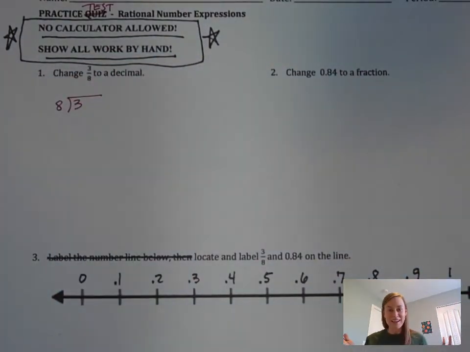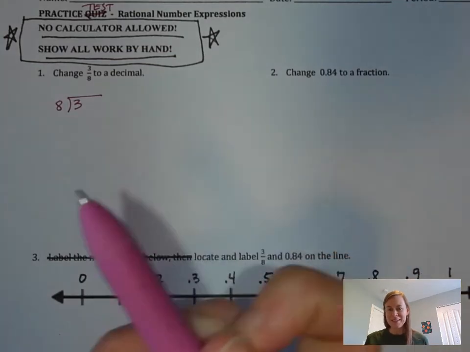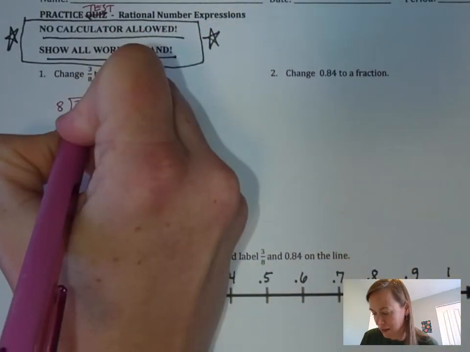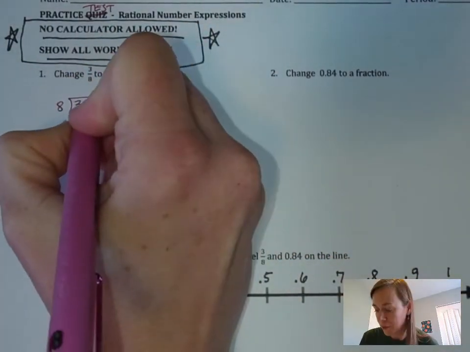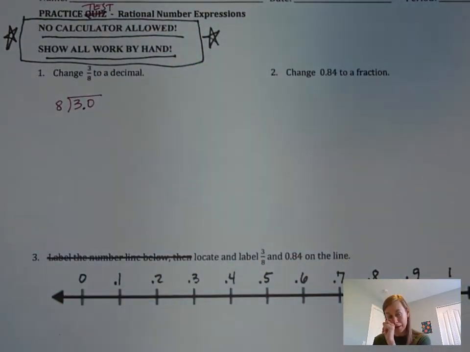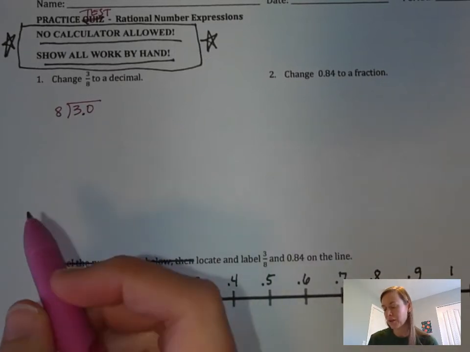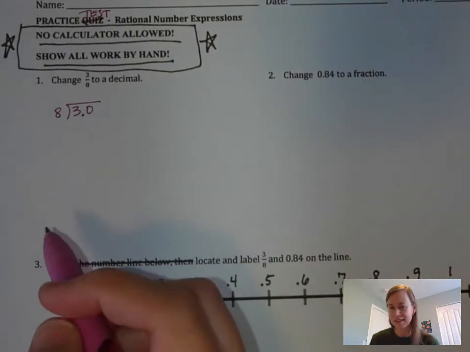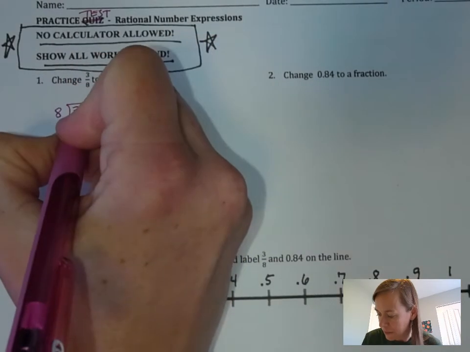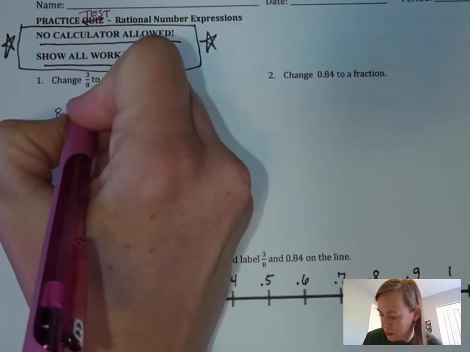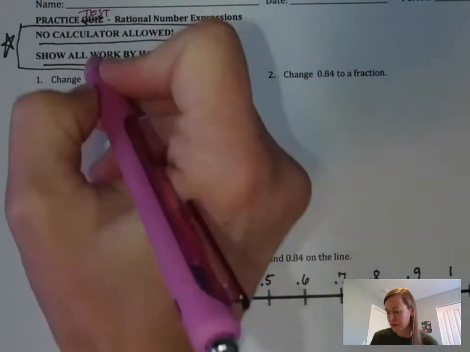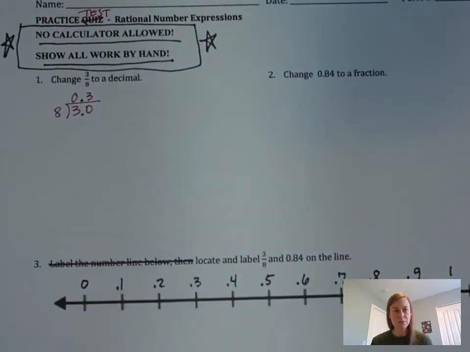So let's divide. Will 8 fit inside 3? No. So let's add some extra digits. We're going to put a decimal here, and we're going to put a 0 here. Okay, now will 8 go into 30? Yes. Let's see. 8 times 3 is 24. That sounds good. 8 times 4 is 32. That's too big. So let's go with the 3. Now I need to write that same decimal here, and I'll write the 3 there. You can put a 0 here too if you want to.